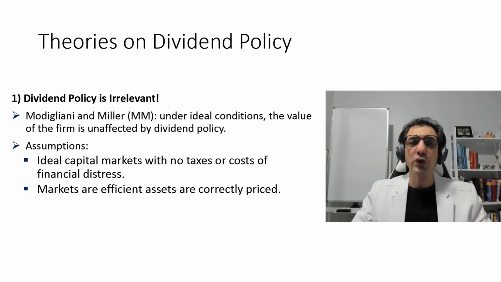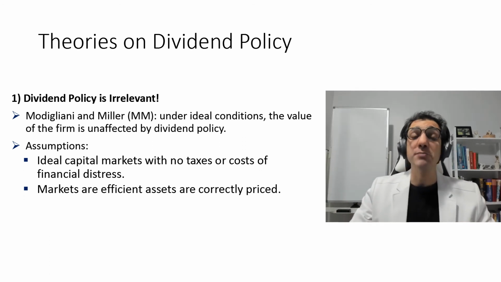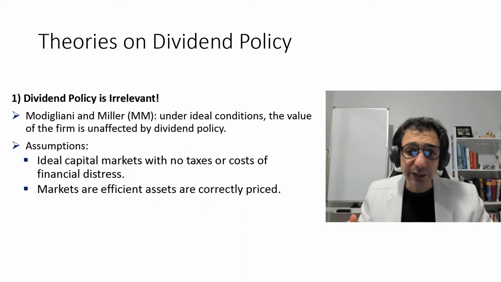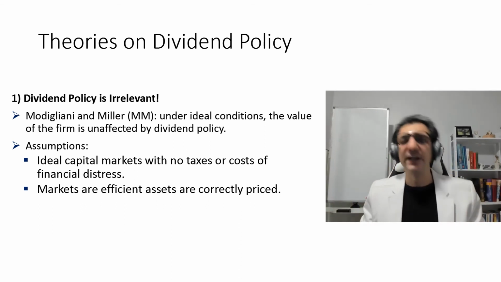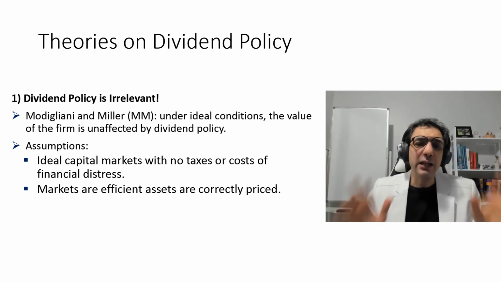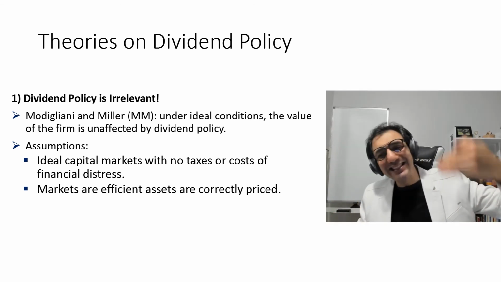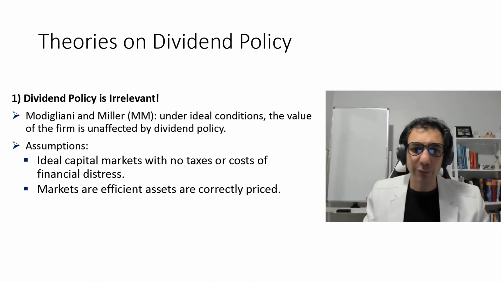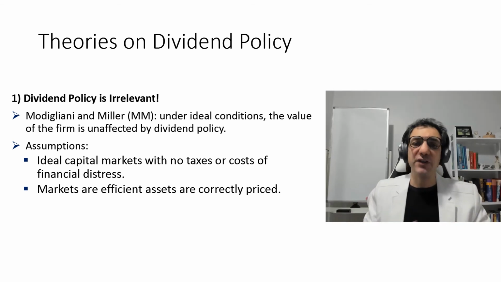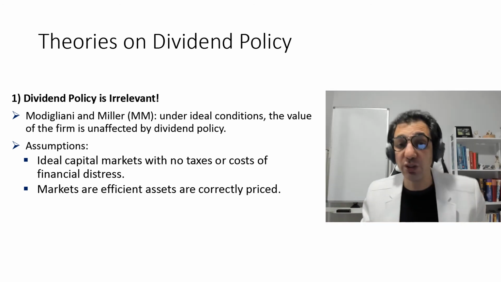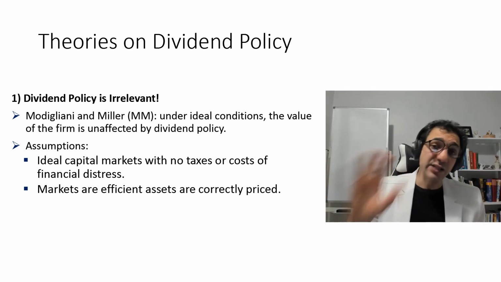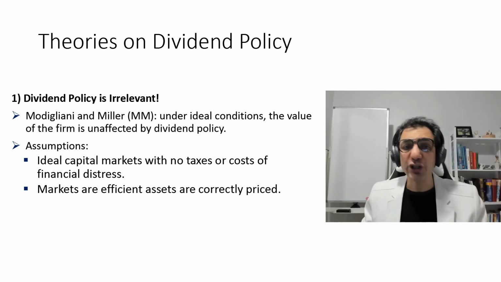The major one, which we can classify under this category, is called MM theory, or Modigliani-Miller. They argue that under ideal conditions, the value of the firm is not affected by dividend policy. Now, maybe you say, Ali, what are the ideal conditions? So they set several assumptions. For example, they say the market is an ideal capital market, there are no transaction fees, there are no taxes, there is no cost associated with financial distress. The markets are efficient, assets are correctly priced. And there are several other assumptions which they are making.